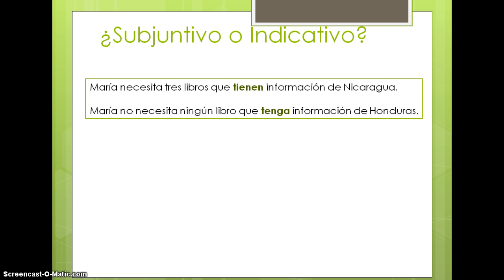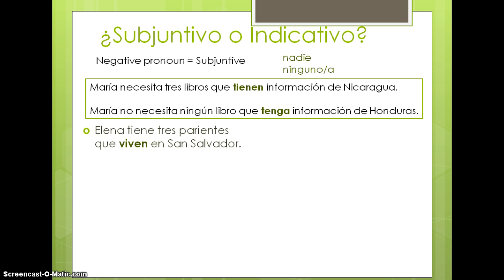Couple more examples. María necesita 3 libros que tienen información de Nicaragua, versus María no necesita ningún libro que tenga información de Honduras. Notice that when the antecedent of an adjective clause is a negative pronoun, like nadie, ninguno, ninguna, the subjunctive is used in the subordinate clause. Here are some more examples.